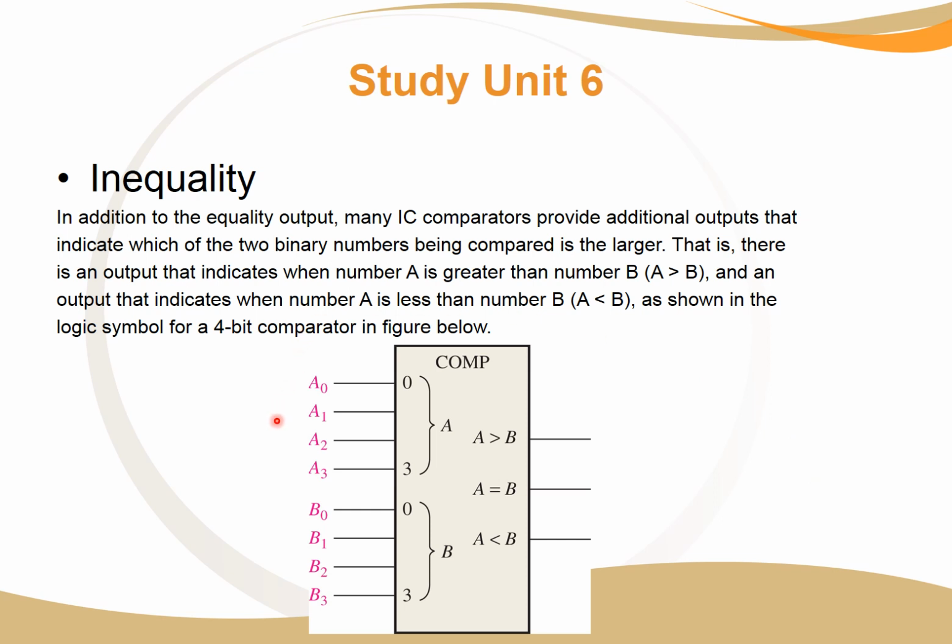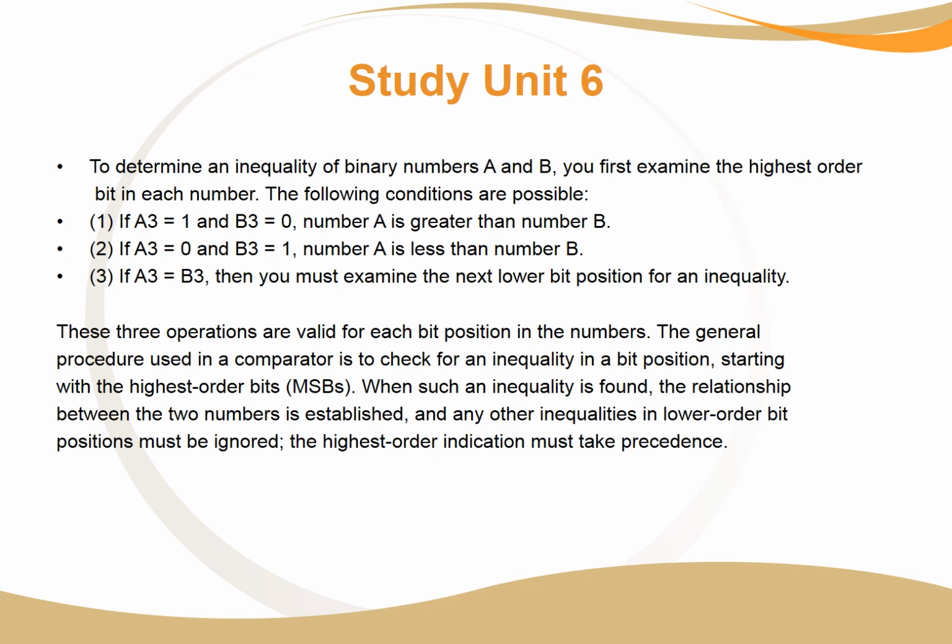So you have your 4-bit number from least significant bit to most significant bit, and the number it's being compared to from least significant bit to most significant bit. And on the outputs, you see if A is bigger, if A is exactly the same as B, or if A is smaller than B, then the respective outputs would be high. That comparator works in the way it determines the inequality between numbers A and B.